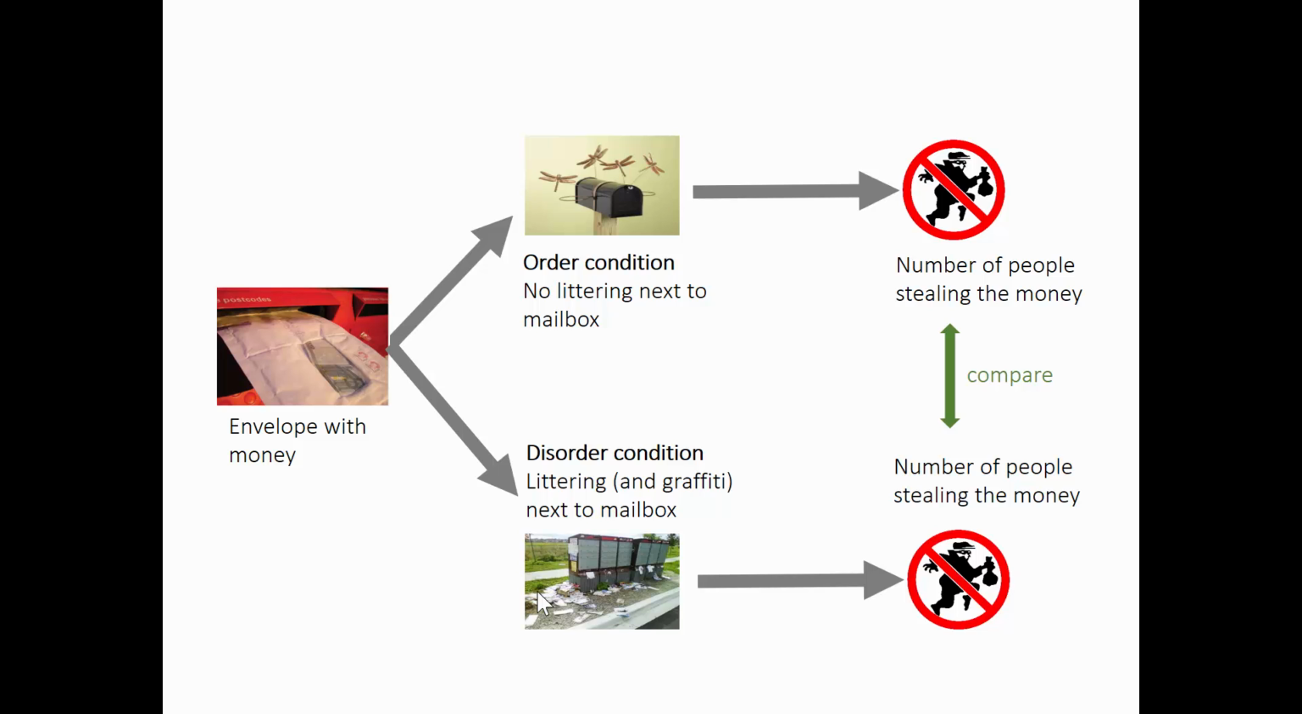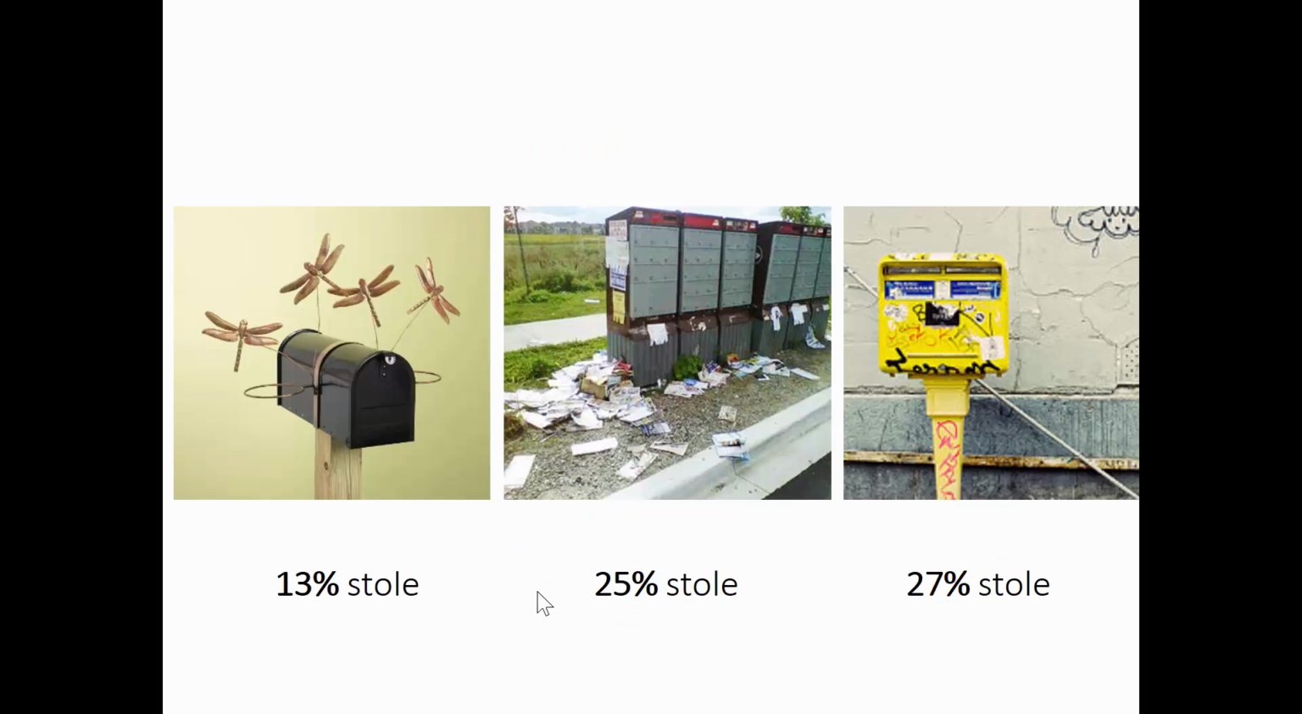Yeah. So in all these experiments, I tried to think about it, somebody must have been hiding somewhere, or I don't know if they had cameras or whatnot, to observe what is actually happening. What were the results? Well, again, you see this is very, very clear. Twice as many people stole the money when there was littering next to the mailbox. And even more people stole the money when there was not just the littering, but also graffiti on the mailbox.